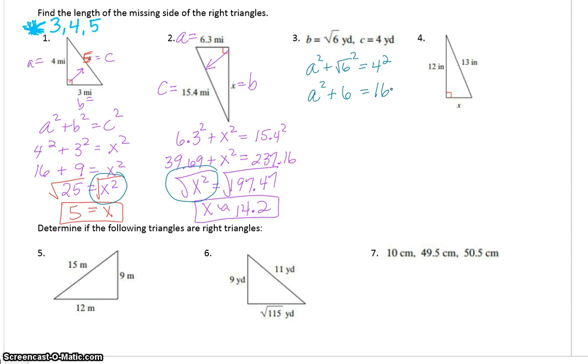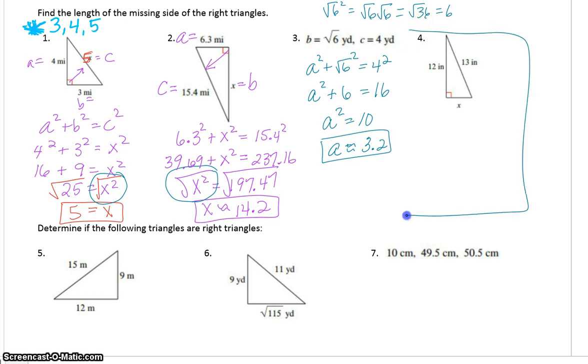Now why does that work? Just as a side note, the square root of 6 squared is the square root of 6 times the square root of 6, which is the square root of 36, and we know that the square root of 36 is 6. But you don't have to write that out every single time. Just know that the square and the square root cancel each other out. Here I'm going to subtract 6 from both sides. I get a squared is 10, and I'm going to square root both sides and get approximately 3.2. Okay, please pause the video. You are responsible for number 4 for tomorrow.